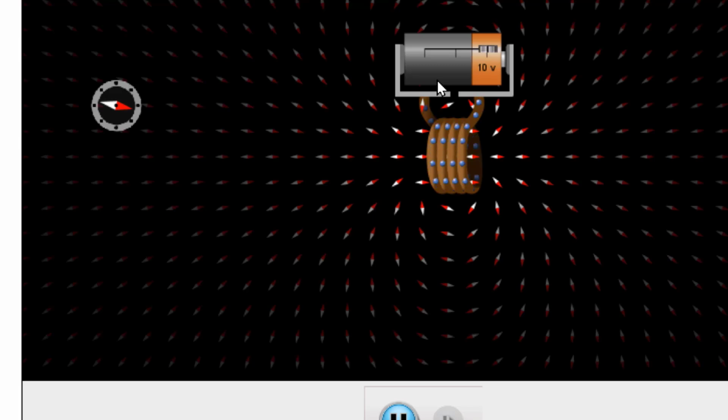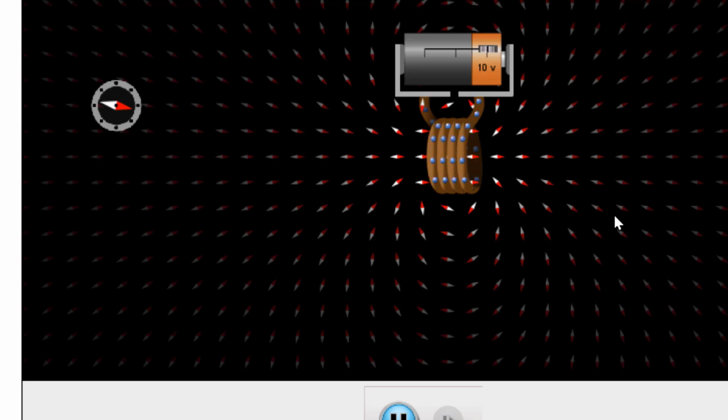Now the book covers the magnetic field line around a single straight wire and a single loop of wire, but we really don't use those in everyday life. What we use in everyday life are coils because it magnifies the effect. So let's take a battery. Right now it's set to 10 volts and it's just hooked up to a loop of wire. So you can imagine it's pumping current through the wire, so you can see the little electrons flowing through there.